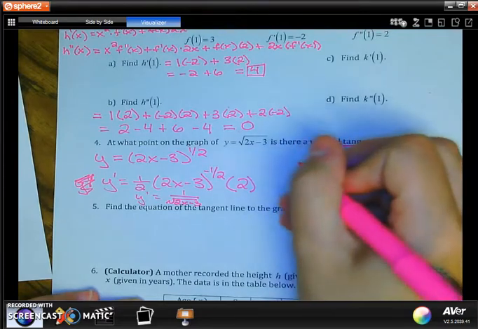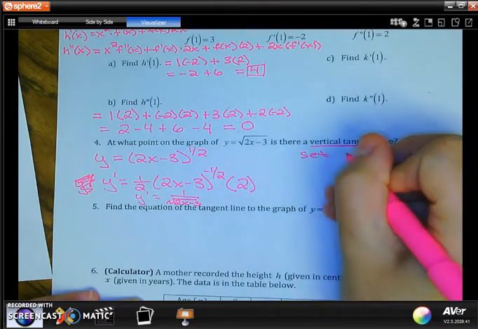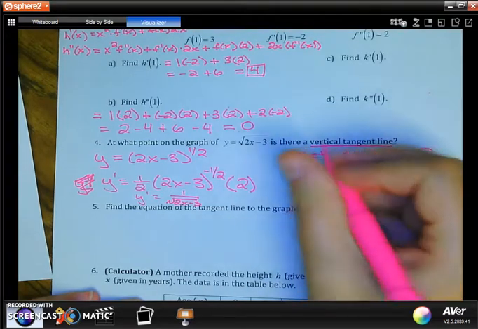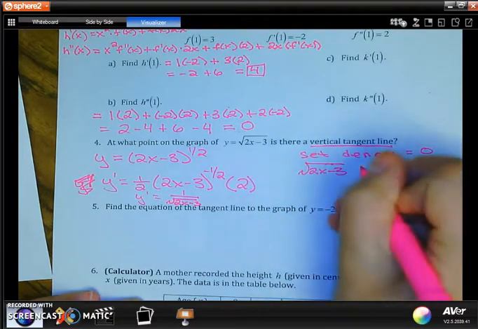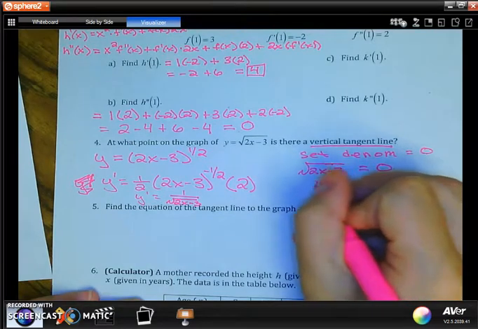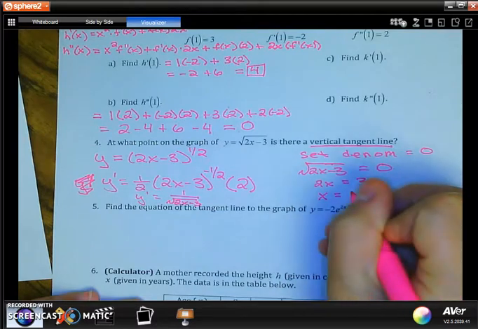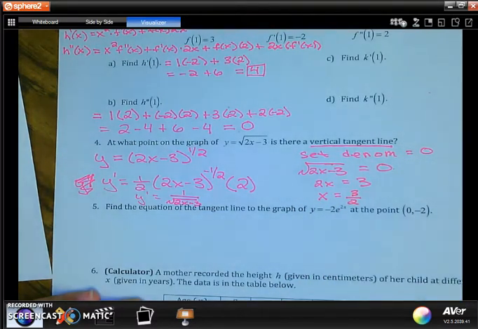So we are going to set that. For the vertical tangent line, you should be thinking set the denominator equal to 0. So we're going to set that equal to 0. Square both sides, and then subtract 3. So you get this, and then I got x is going to be 3 over 2. So that's going to be the x value.